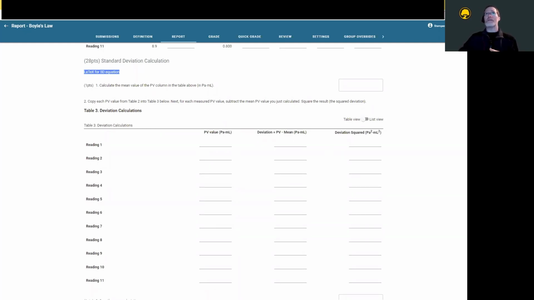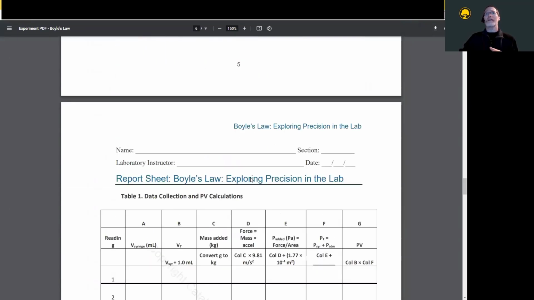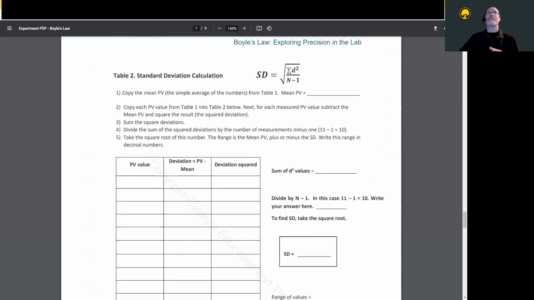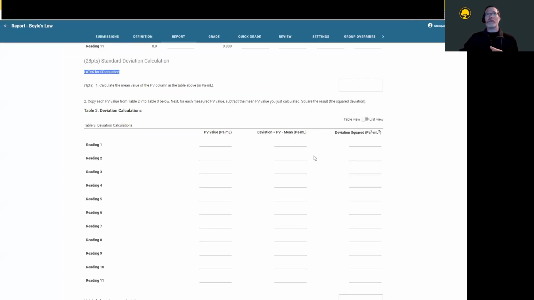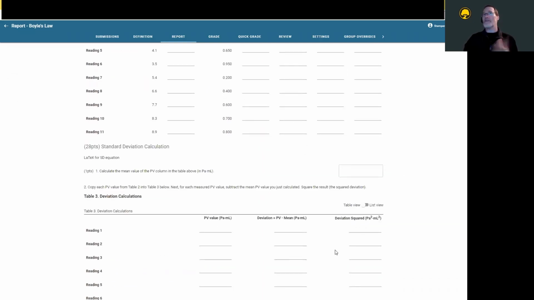It steps you through this. It also steps through in the PDF down here. And it goes through step by step by step by step. Okay. I'm going to show you how this works on my spreadsheet as well. So first thing they ask you is to calculate the mean value. This is just an average. So add up all of your PV values here and divide by whatever number. There's 11 of them, I guess. So divide by 11, just a standard average.